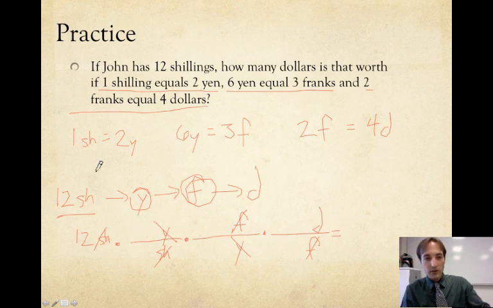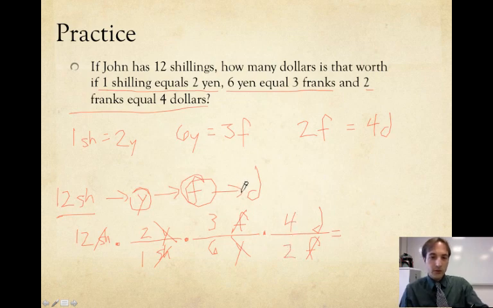So we look for each equality. This conversion factor is relating shillings to yen, so I find that equality, which is right here. It's 1 shilling for 2 yen. This equality is yen to francs, so it plugs in right here. It's 6 yen and 3 francs. And then the last one is 2 francs for every $4. So 4 goes next to dollars, 2 next to francs.